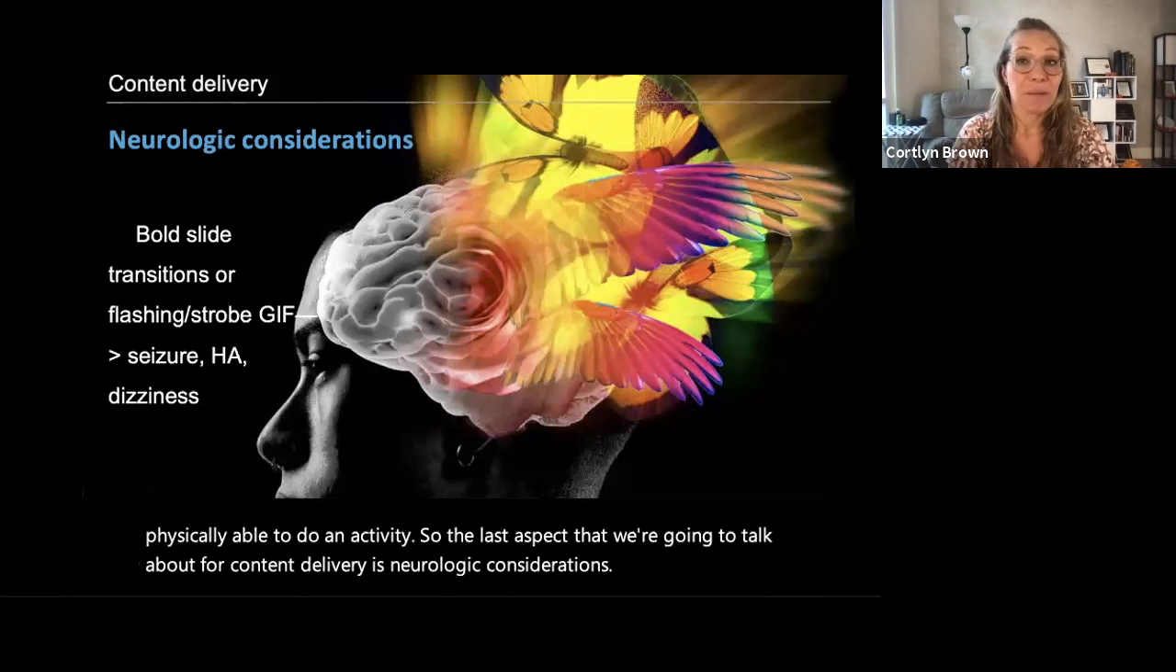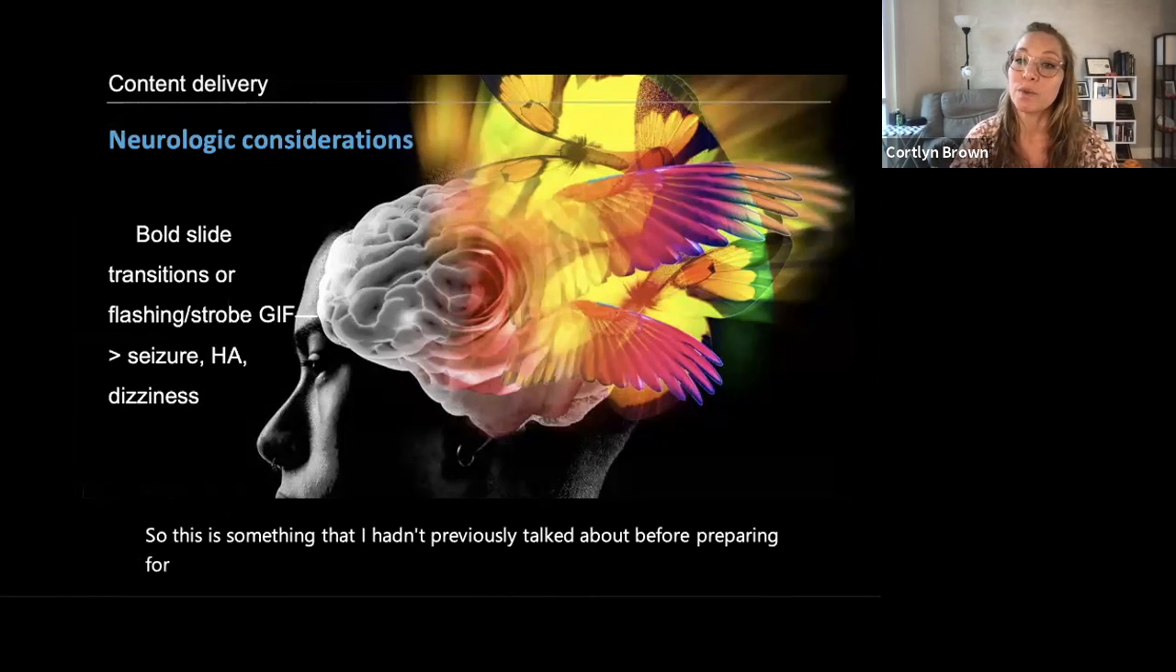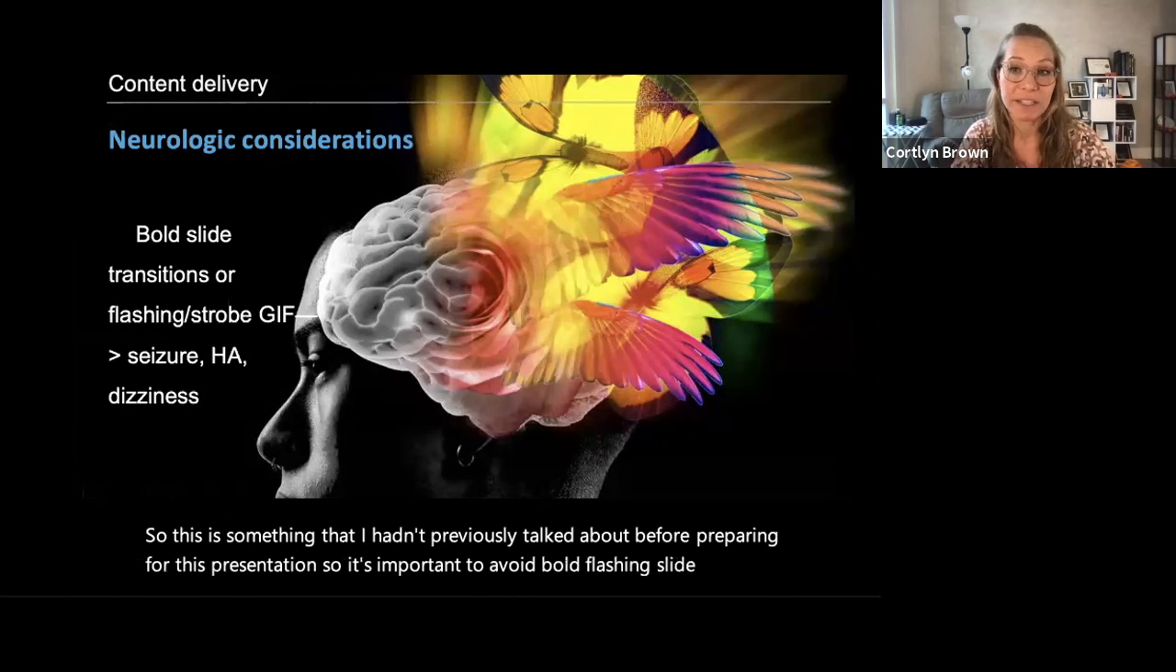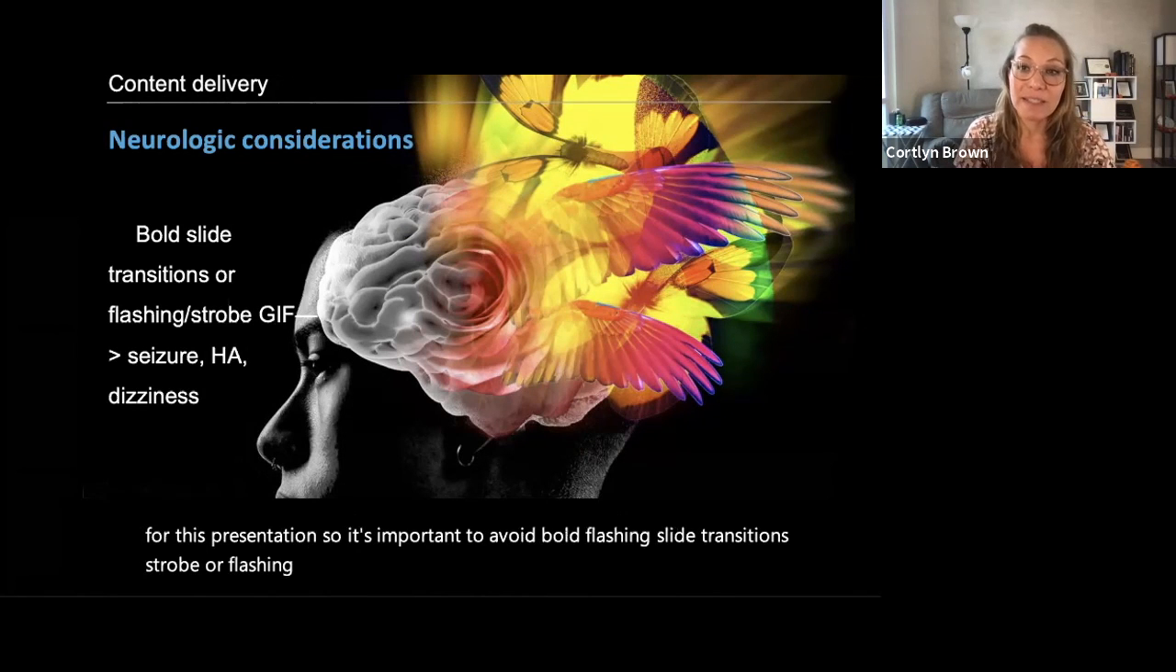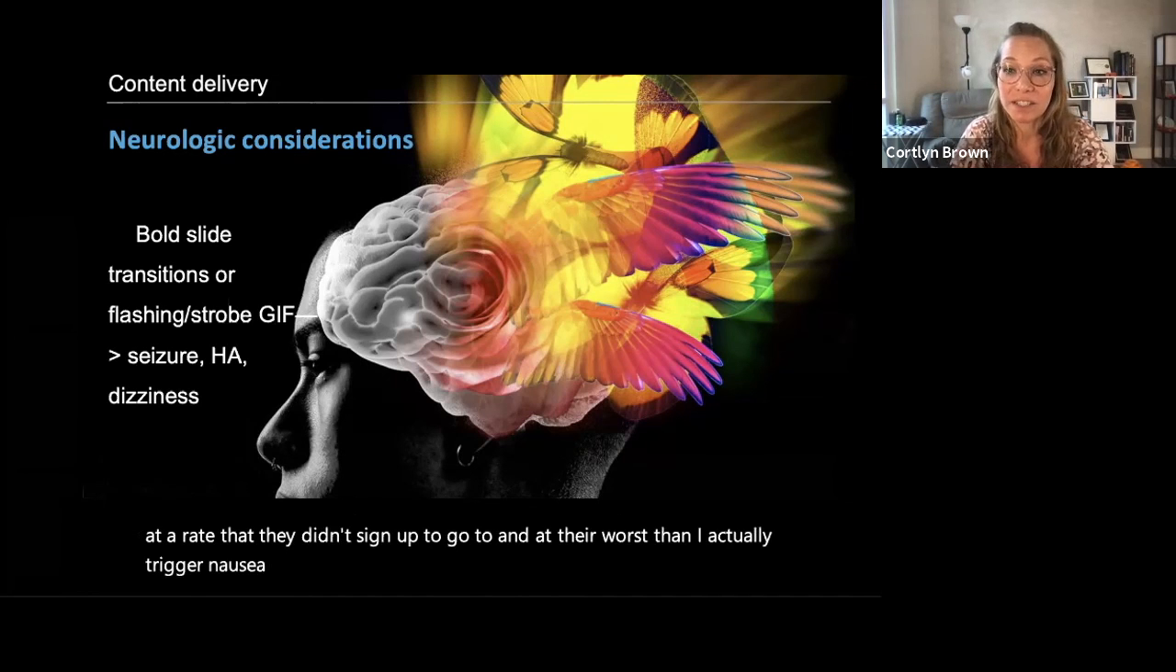So this is something that I hadn't previously talked about before preparing for this presentation. It's important to avoid bold, flashing slide transitions, strobe or flashing GIFs. At their best, they may make individuals feel like they're at a rave that they didn't sign up to go to. And at their worst, they actually trigger nausea, headaches, dizziness, and even seizures.